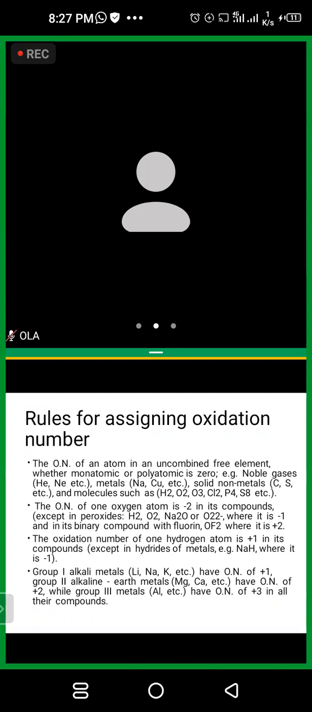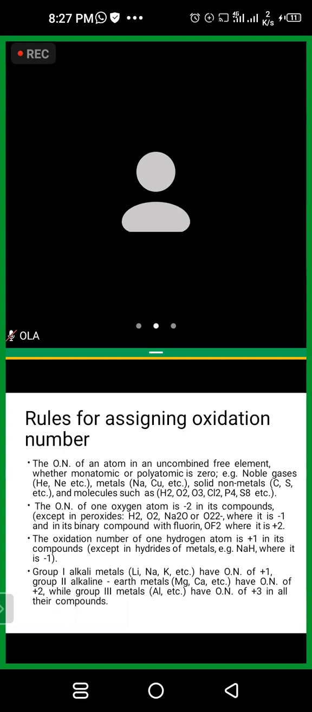We've talked about the oxidation number on the other side where we discussed the definition. So now, how are these oxidation numbers assigned? First rule: the oxidation number of an atom in an uncombined free element, whether monatomic, diatomic, or polyatomic, is 0. That is, all elements in their natural state, as we see them in the periodic table, are uncombined. So they have an oxidation number of 0.